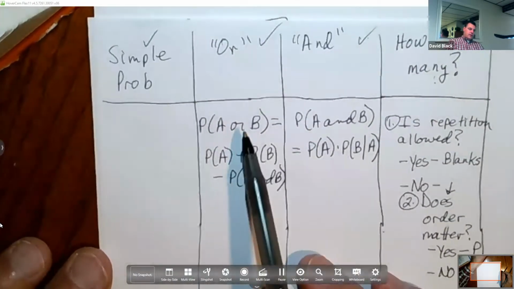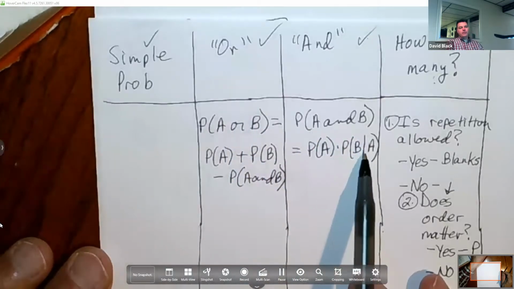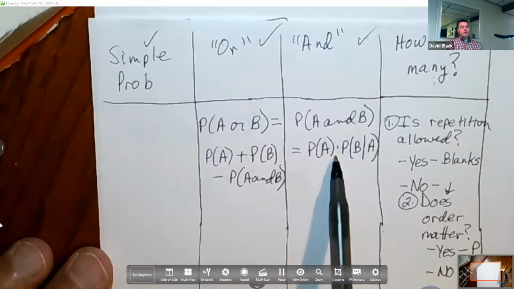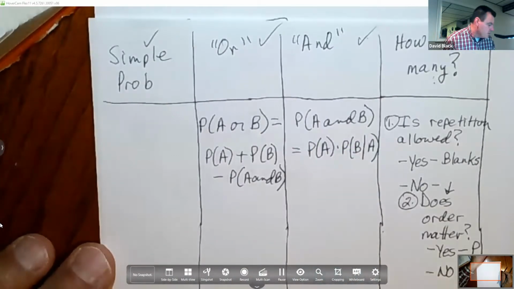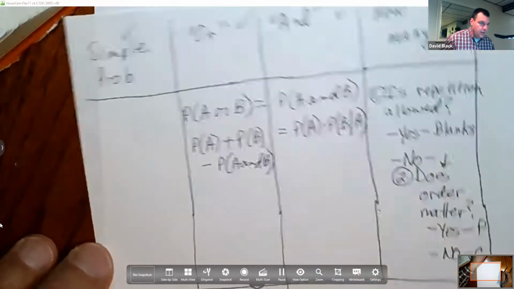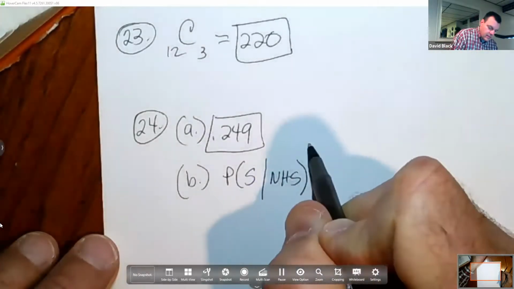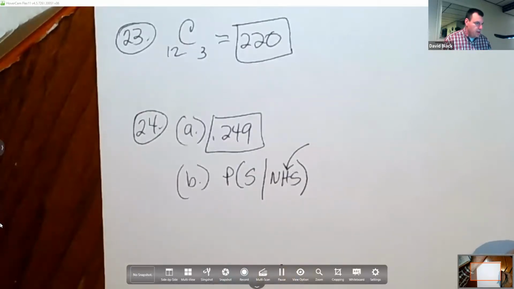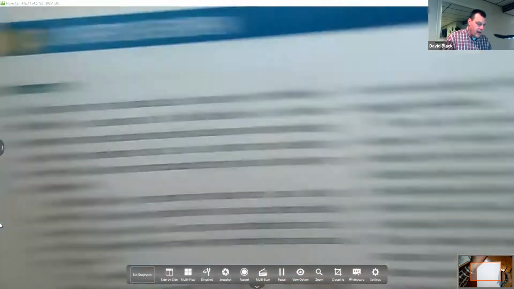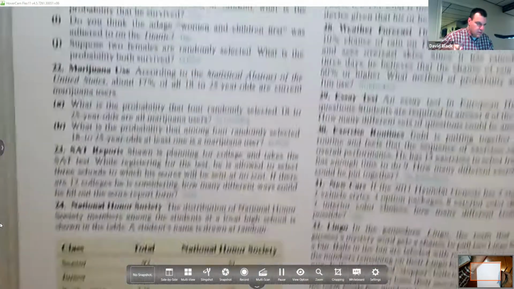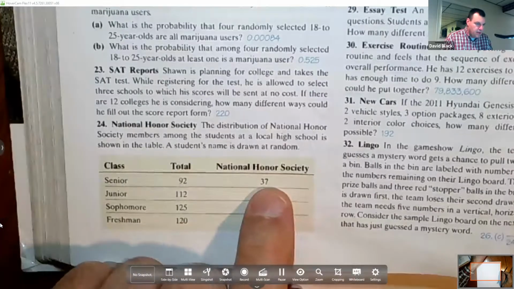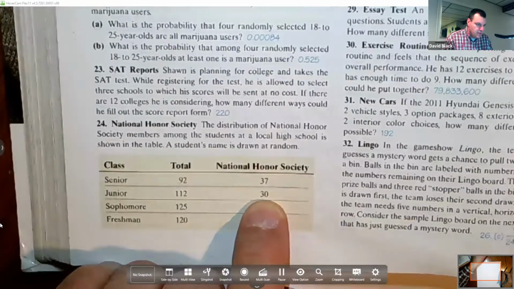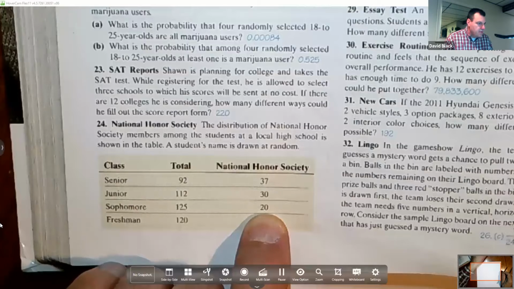The only place we see a conditional probability is at the end of our AND formula. So this is like the end of your AND problem because it's a conditional probability. They gave us a given that, or some condition. So remember what that means is we're limiting our sample space to the NHS students only. I'm not considering any of the other students, only the NHS students. So if I limit myself to the NHS students, then I'm limiting myself to these 37 plus 30 is 67 plus 20 is 87 students.